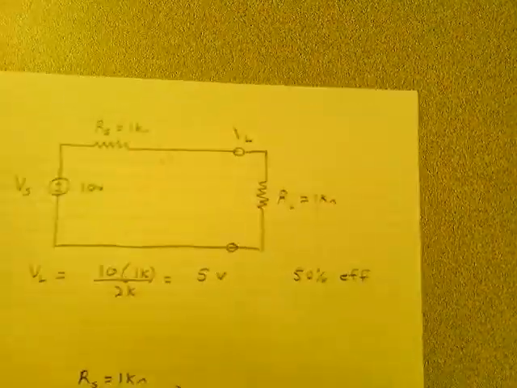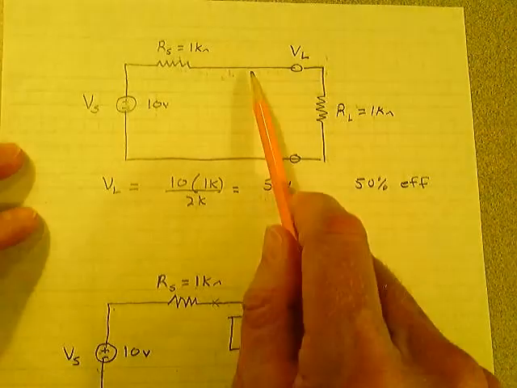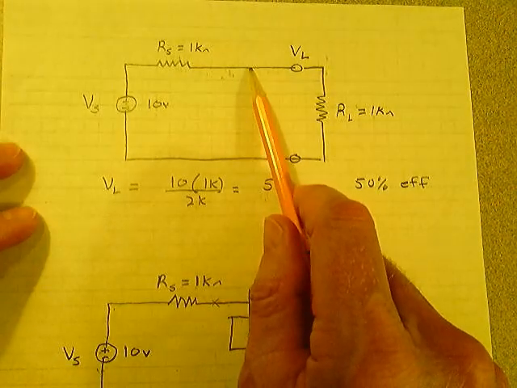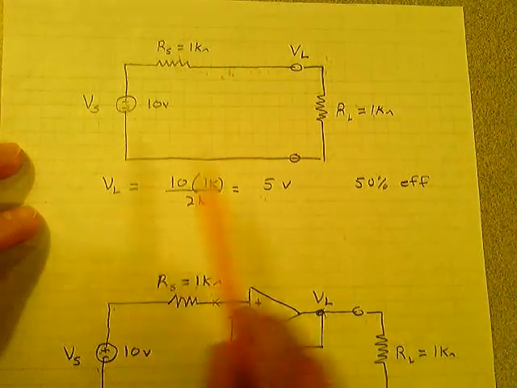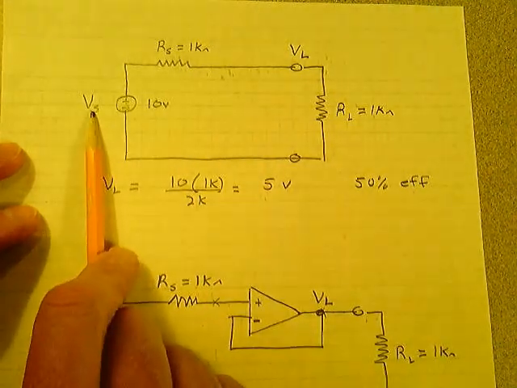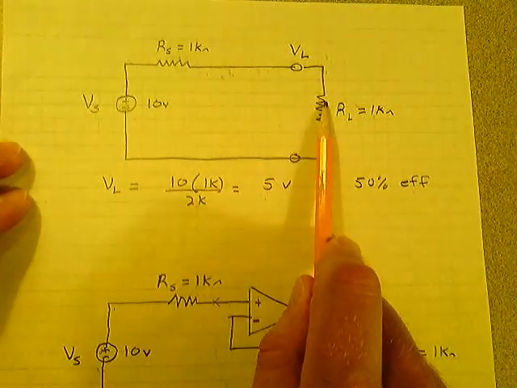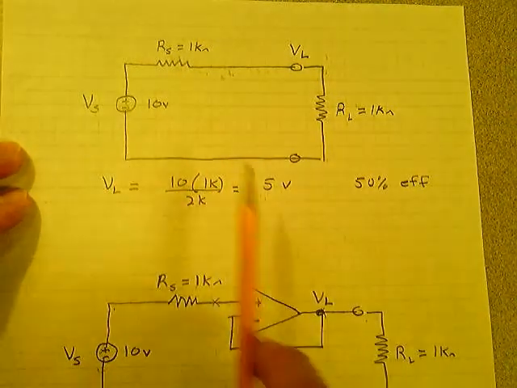If you did that and you worked the problem out, this is what you'd find. Without the operational amplifier in the circuit as a unity gain buffer, the load voltage is 5 volts. The efficiency is 50%. You give 10 volts over here, you're going to end up with 5 volts. Now you could calculate the current and take it times RL, but it's just the voltage divider rule.